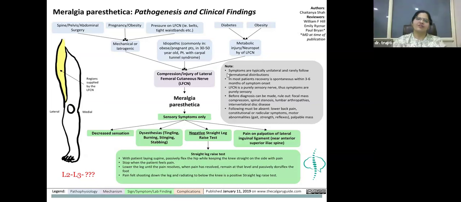Lumbar will follow a dermatomal pattern. You can find the dermatomal findings, and there can be some motor findings too. But when it is pure Meralgia Paresthetica, it will only show sensory findings, and it will not get exaggerated when you're checking the lumbar spine. It does not follow any dermatomal pattern. Okay.